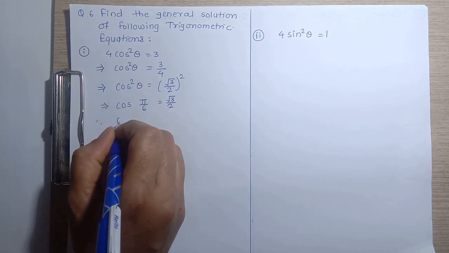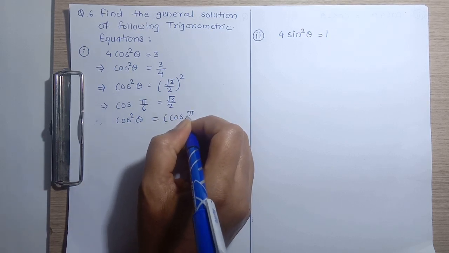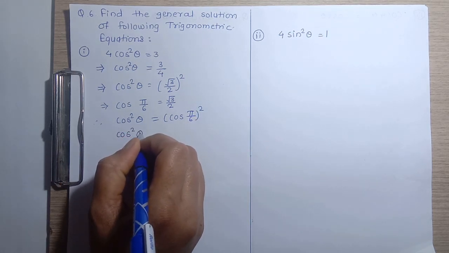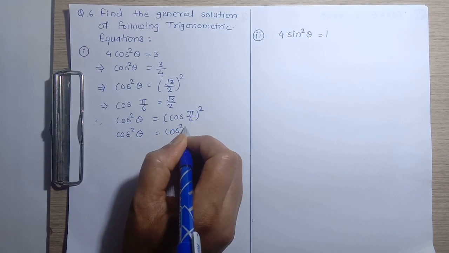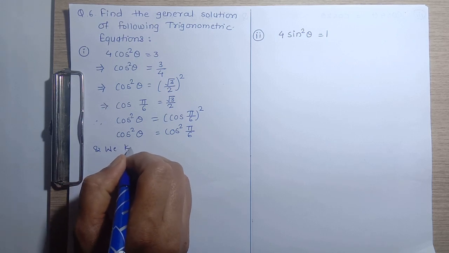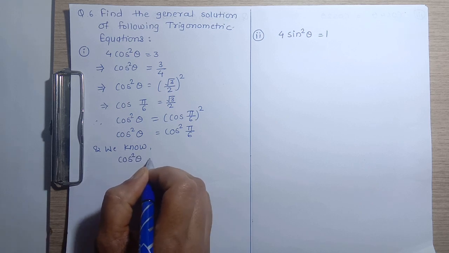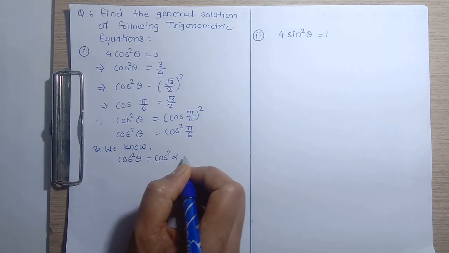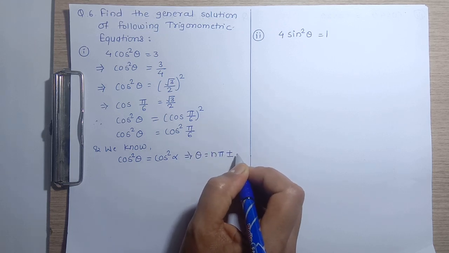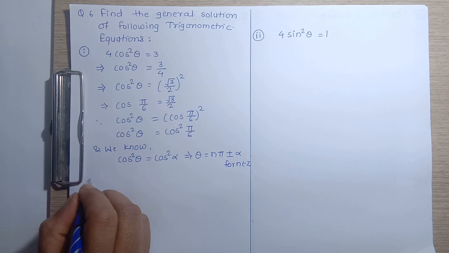Therefore here we write cos square theta is equal to (cos of pi by 6) whole square, or this can be written as cos square theta is equal to cos square pi by 6. And we know the general solution: cos square theta is equal to cos square alpha implies that theta is equal to n pi plus or minus alpha, for n belongs to z.